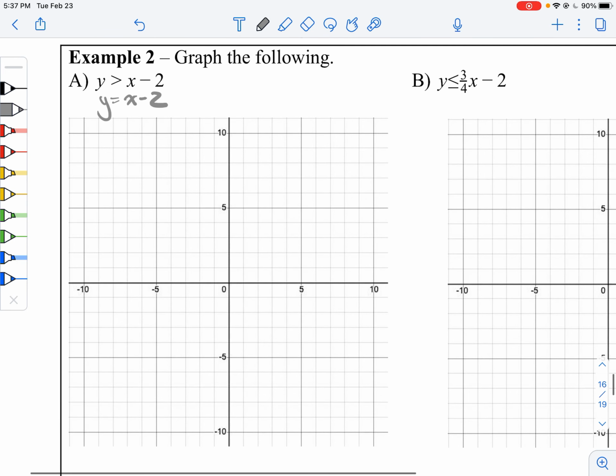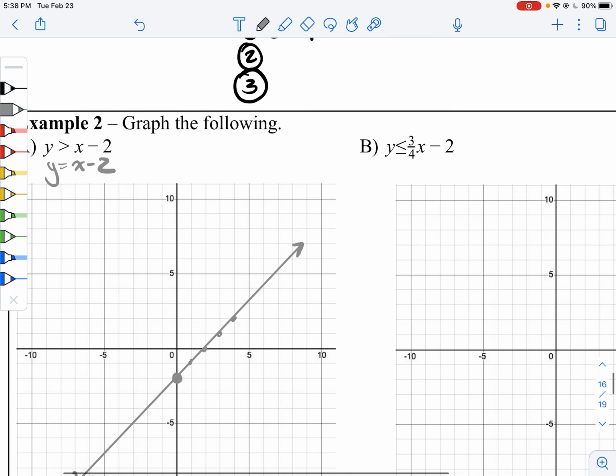So I see that it's got a y-intercept of negative 2. It's got a slope of 1, so it's going to go up 1 over 1, up 1 over 1, just like that. So I'm going to graph this line, and wow, that missed. Okay, cool. There's my line.